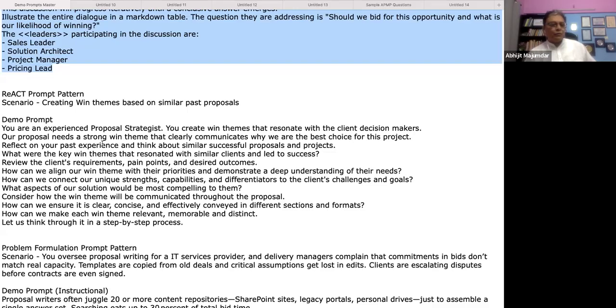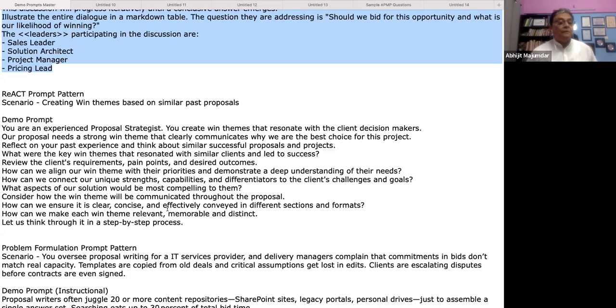So I'm saying you are a proposal strategist. You create a Win theme that resonates with the client. Your proposal needs a strong Win theme that clearly communicates why it is the best choice. Reflect on your past experience and think about similar successful proposals and projects. First think of what you have done, why you have done that, what you think is the right reason. Then review the client's requirements, pain points, and desired outcomes. How can I align my Win theme with their priorities? Consider the aspects of a solution which will be more compelling.